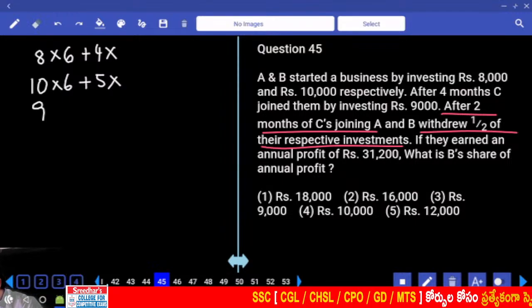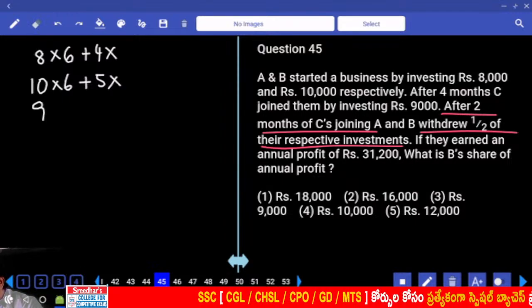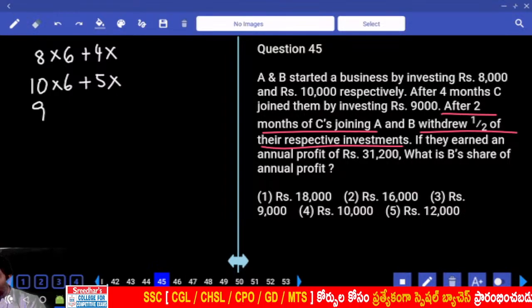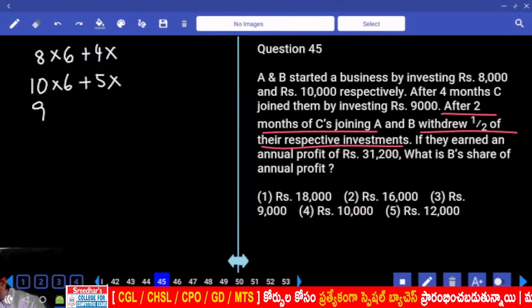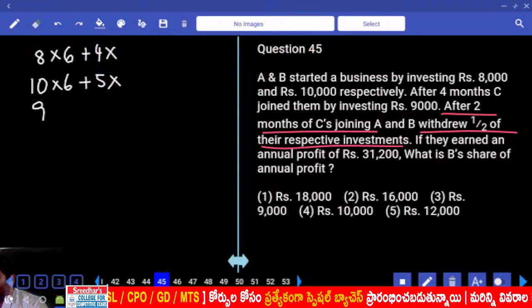Don't write 6 there, because so far we don't know the business happened for only 12 months. It may be for 10 months or maybe for 1.5 years. Time period may differ. Understood?